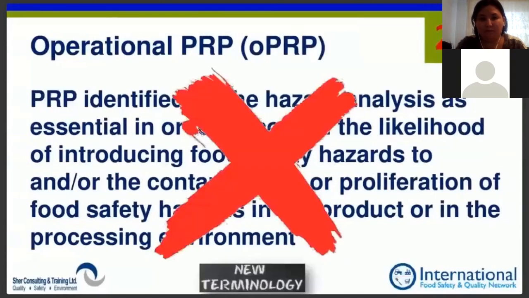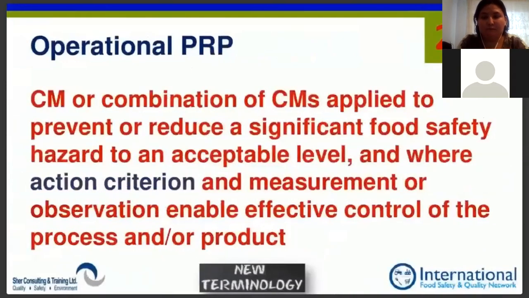In 2018, they have totally removed the previous definition of an OPRP and written a whole new one. Okay, and the new one says that an operational PRP, an OPRP, is a control measure. And remember what a control measure is. A control measure is any action that we can use to reduce or prevent a significant food safety hazard. So control measure or combination control measure applied to prevent or reduce a significant food safety hazard to an acceptable level. So up until now, this is an exact same definition as a CCP, exactly the same, without the step in the process.